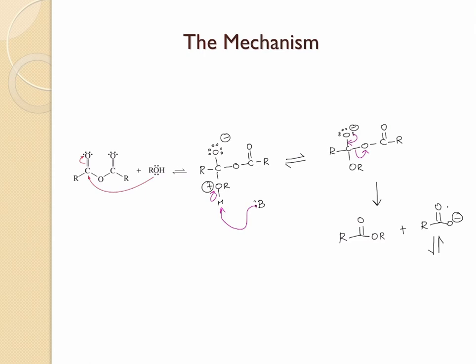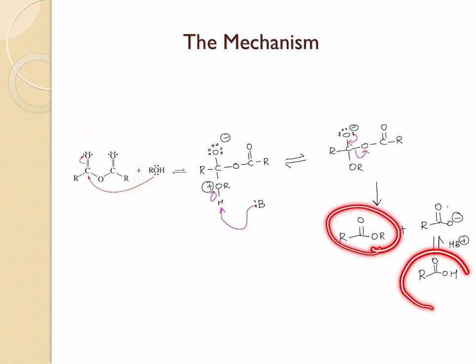And in the next step, this is going to get protonated to give us the carboxylic acid. So when an acid anhydride reacts with an alcohol, it is going to give us two products. One is an ester and the other one is a carboxylic acid.